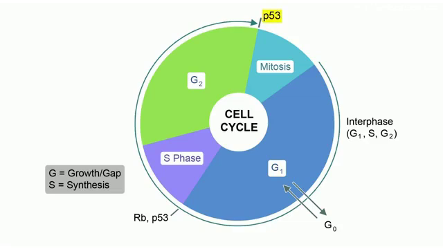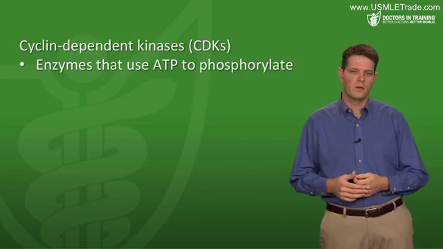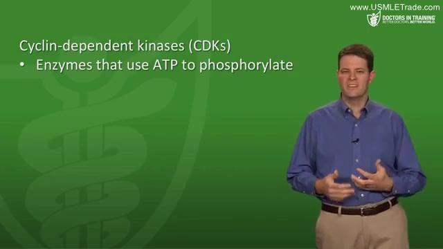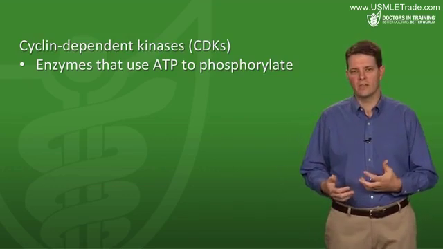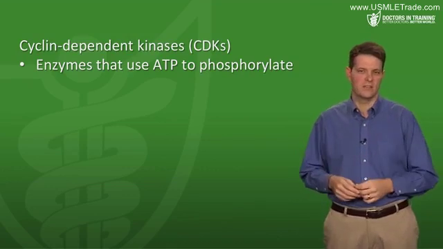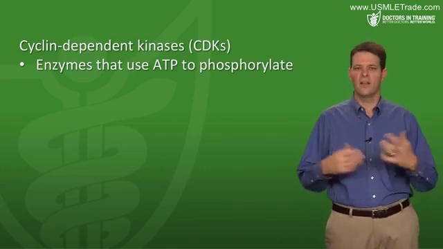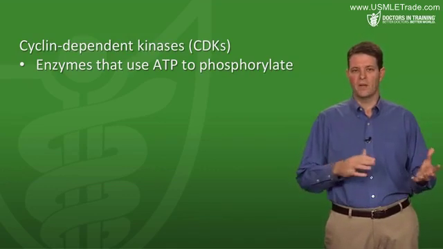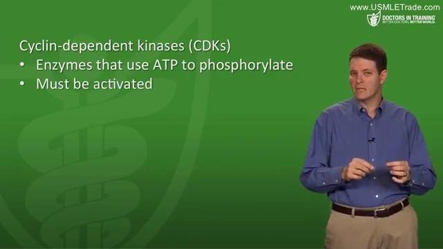And then P53 is also involved in regulating the transition from G2 to M phase. Next, let's talk about cyclins and cyclin-dependent kinases, or CDKs. A kinase is an enzyme that uses ATP to phosphorylate things, so to add phosphate to things. Kinases are expressed constantly. They're always around, but they are inactive unless they need to be active.